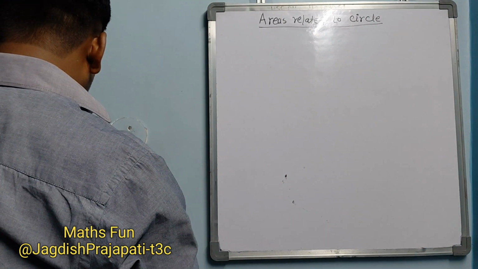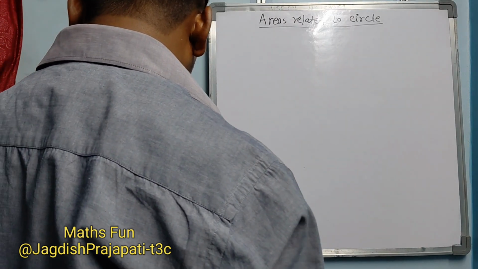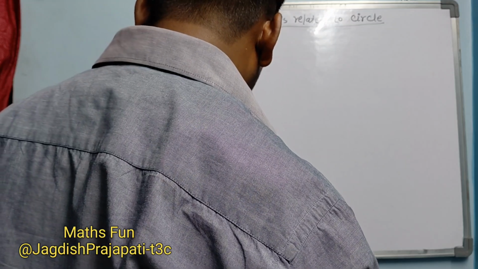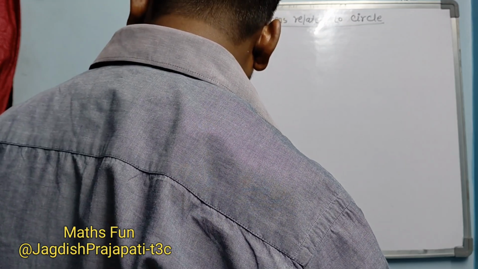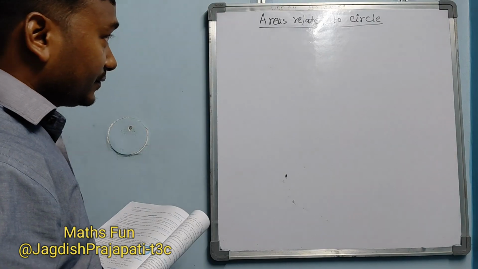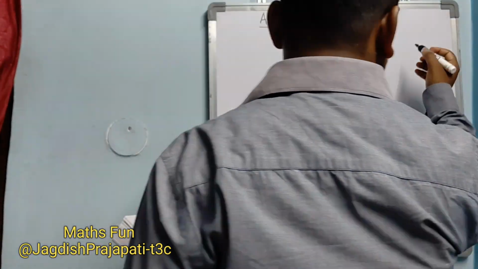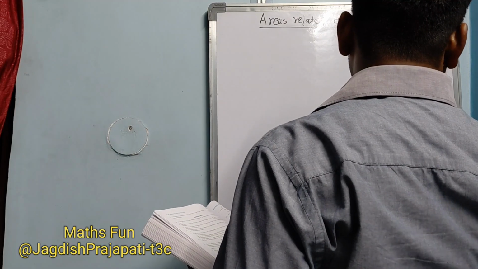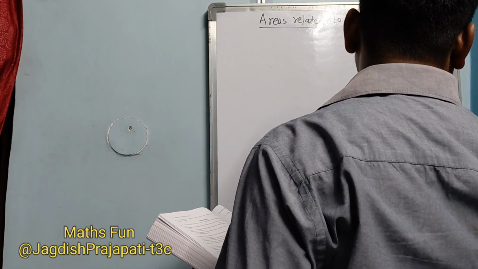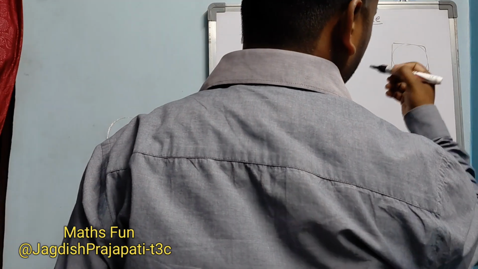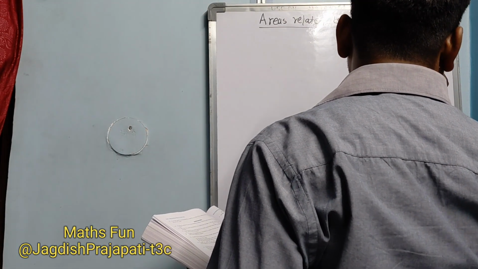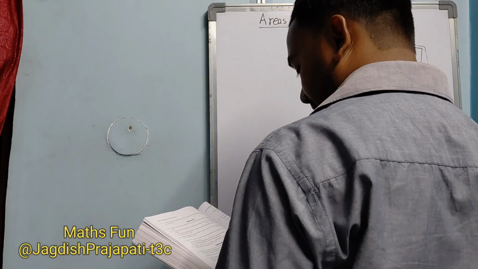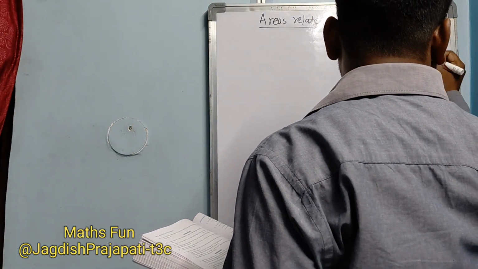A square of diagonal 8 centimeter is inscribed in a circle. Find the area of the region lying inside the circle and outside the square. This is the reverse case of this. In the previous question we saw a circle was inscribed in a square. Now the situation is reverse. Now here a square is inscribed in the circle, and its diagonal is given.